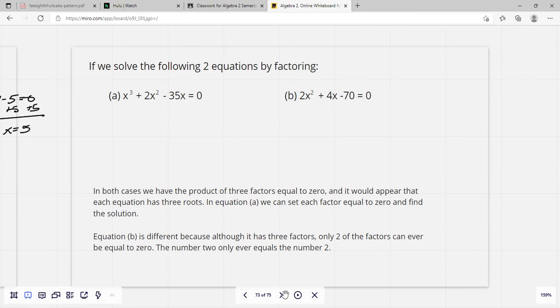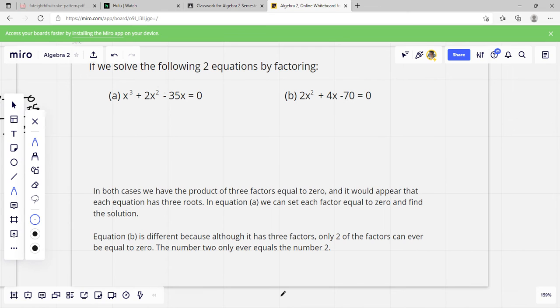If we solve the following 2 equations by factoring, so I'm going to go ahead and do that. Solve both of these by factoring. This first one is already in the right order for us. We can pull out x first, and we would have x squared plus 2x minus 35. And then we would put our x there. This is the one we just did, I think. This will be 7 times 5 is 35. So we would have x, and we would have 7 and 5. And our 7 is positive and our 5 is negative.